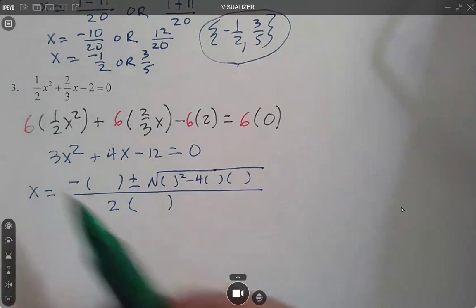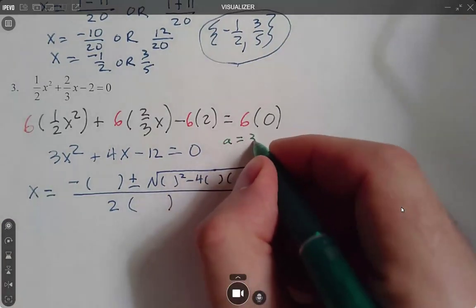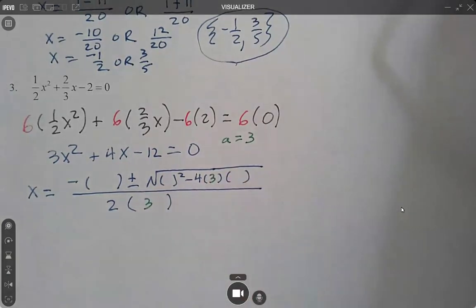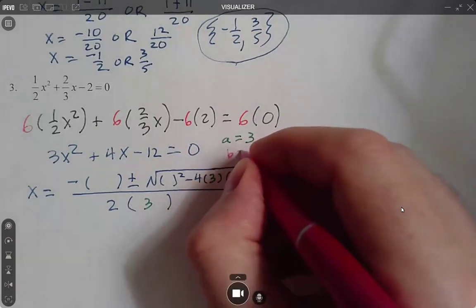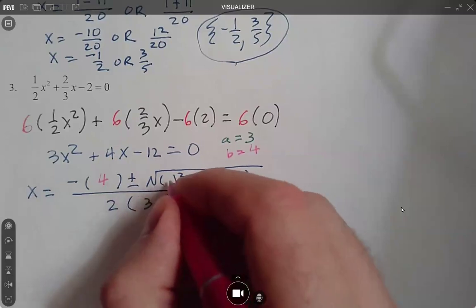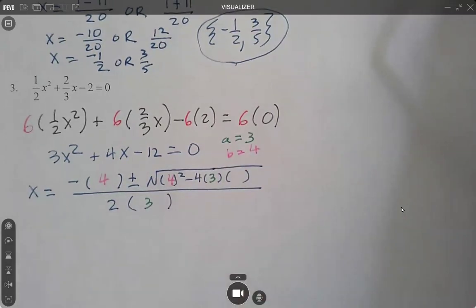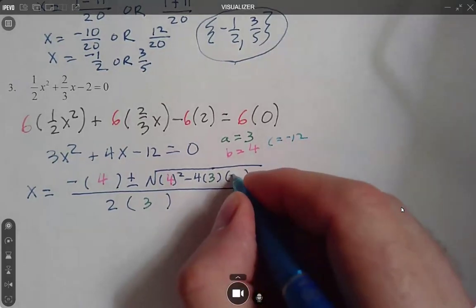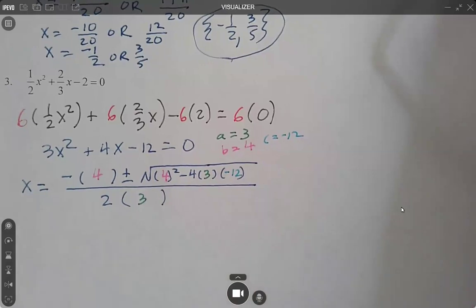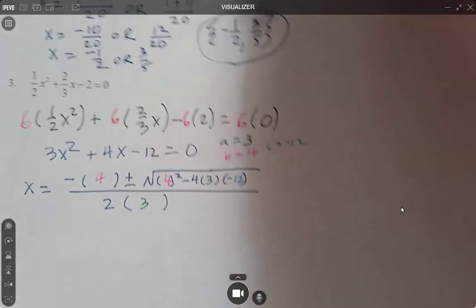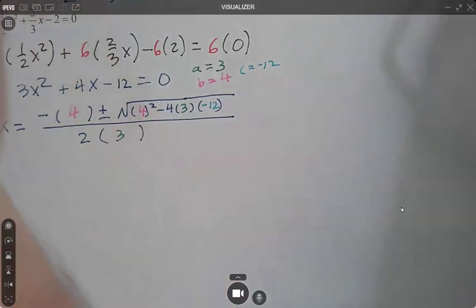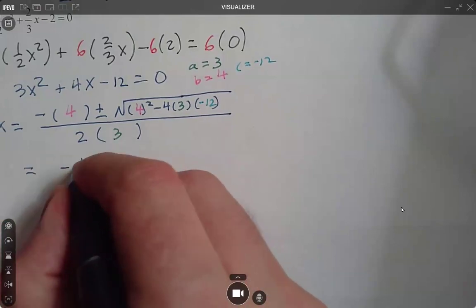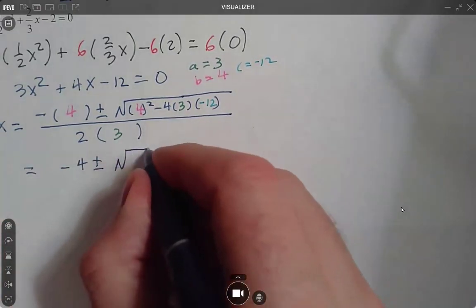So here, my A is going to be 3. Just stick that in wherever you see A. My B here is going to be a positive 4. And C is negative 12. Kind of nice about C, you only have to stick it in one spot. So let's go ahead and start cleaning this up. This is going to be equal to negative 4 plus or minus the square root.